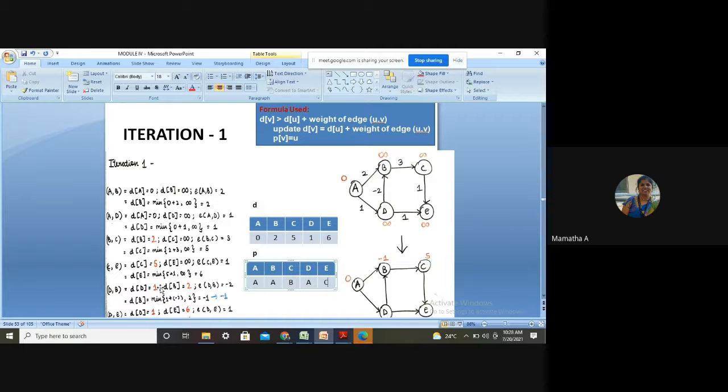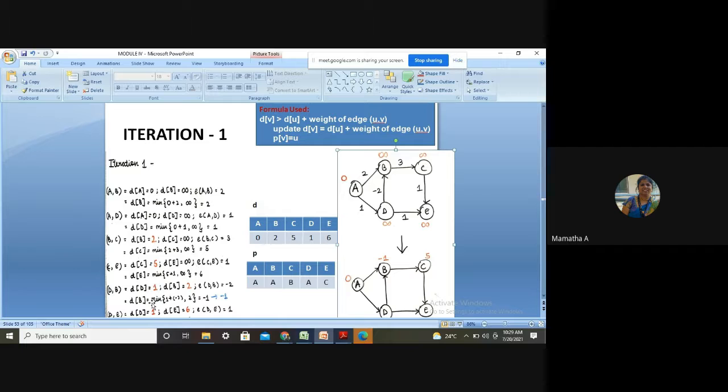Okay. So for D comma B, you can see d of D is now 1, the updated value. Earlier it was infinity. d of B also, earlier it was infinity, now it is changed to 2. And the D comma B weight is -2. So you should be very careful. Right? The D comma B weight is -2. When it is negative, be very careful.